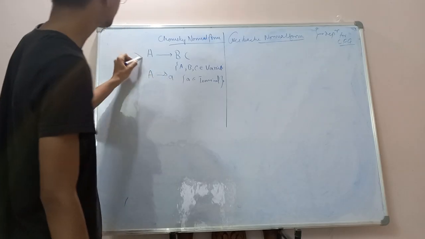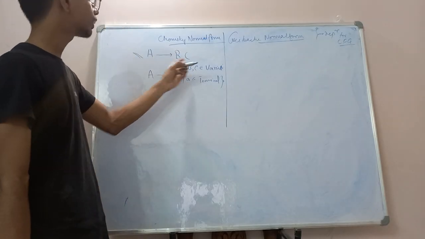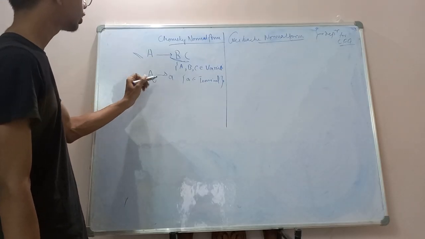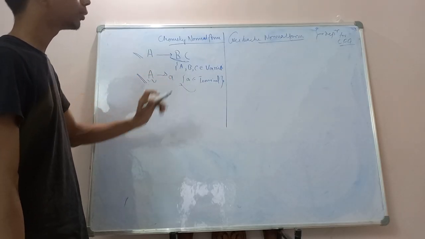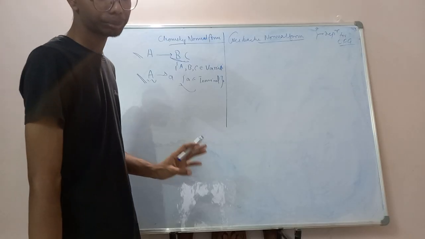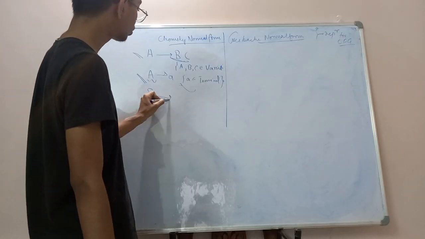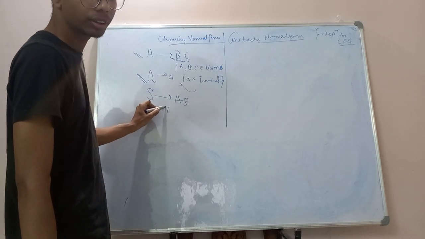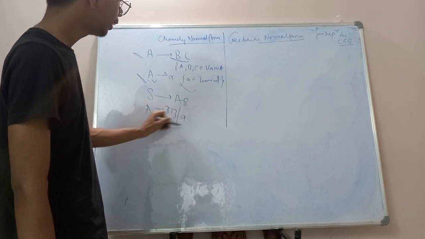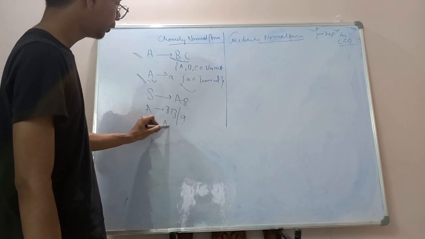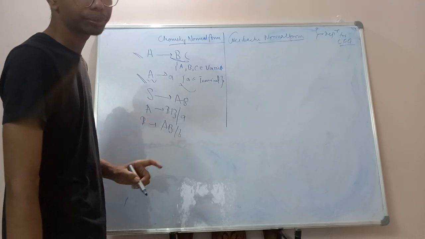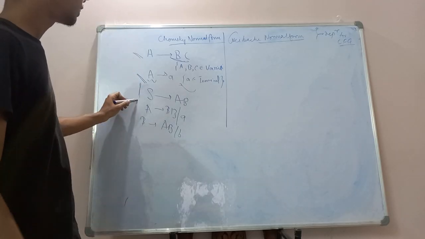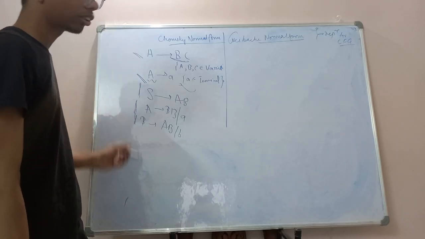So either on the left-hand side I can have one variable and on the right-hand side two variables, or on the left-hand side one variable and on the right-hand side a terminal, right? Now some examples are, suppose S goes to AB, and A goes to BB, terminal a, and B goes to AB, terminal b. So this is Chomsky normal form. This is also Chomsky normal form, and this is also.